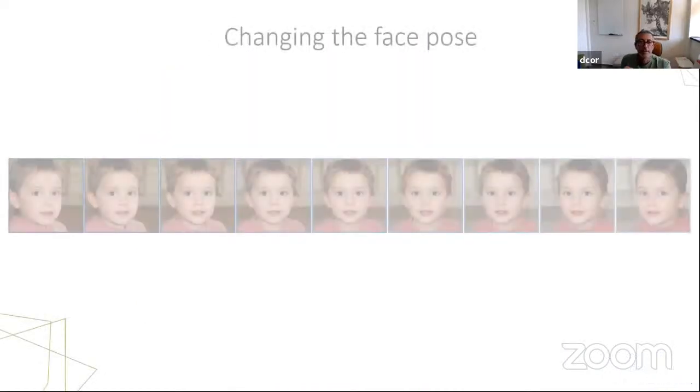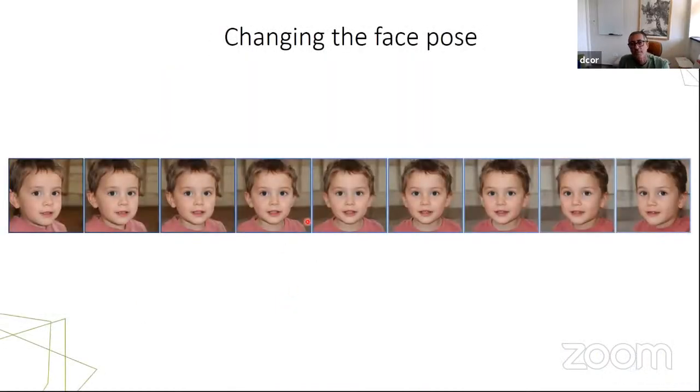And what I like, this is a very simple example where this is a traversal along a linear path, and we can see how we change the pose of that boy. If you take a look, you can see that the identity remains the same along the path. And I think it's quite amazing.